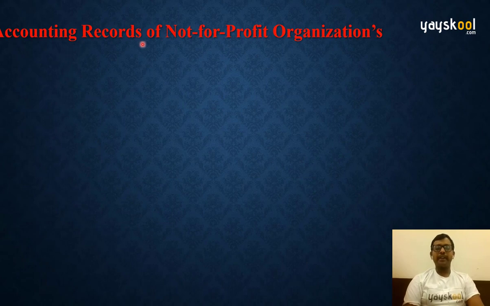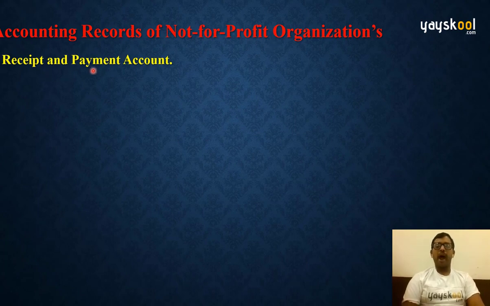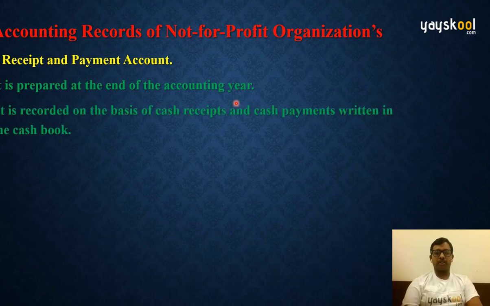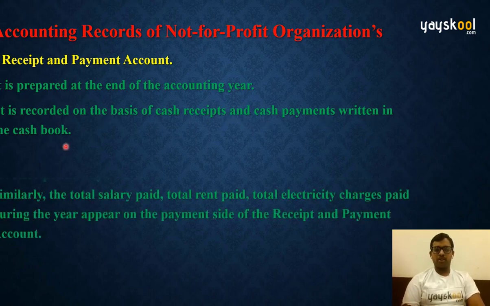Next, accounting records of not-for-profit organizations. Number 1. Receipt and payment account. It is prepared at the end of the accounting year. As we know, the company follows accounting year from 1st April to 31st March. It is recorded on the basis of cash received and cash payments written in the cash book.